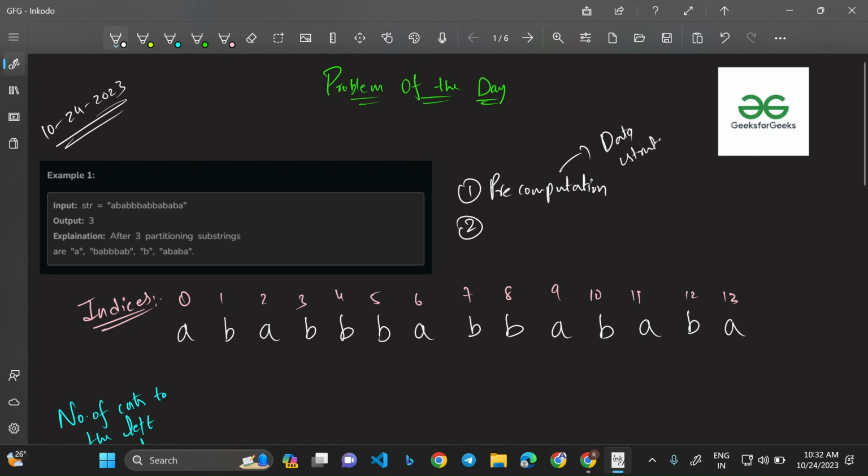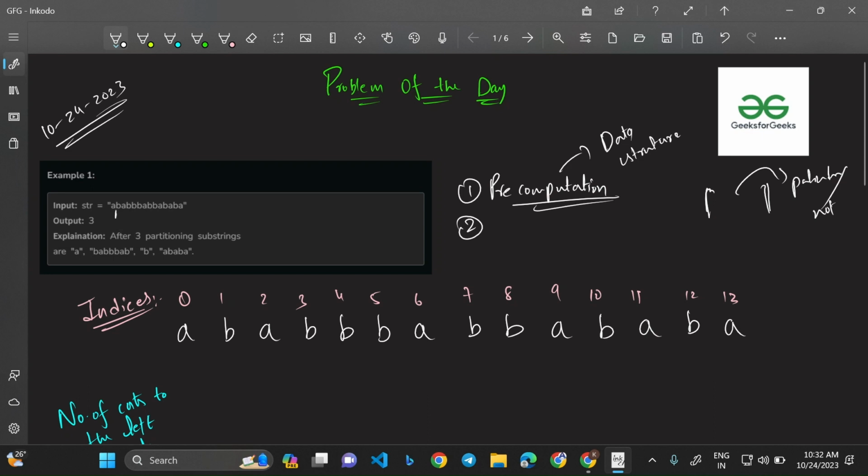If I choose a particular substring, then that data structure tells whether this is a palindrome or not. Let us assume we have done all this work. And the second work, what is the second work that we need to do? Second work is to decide where do we cut it? So where do we actually cut it? That is the point to be realized.